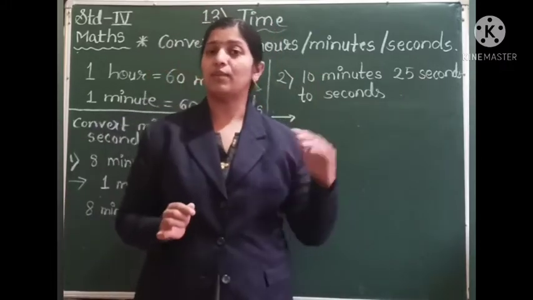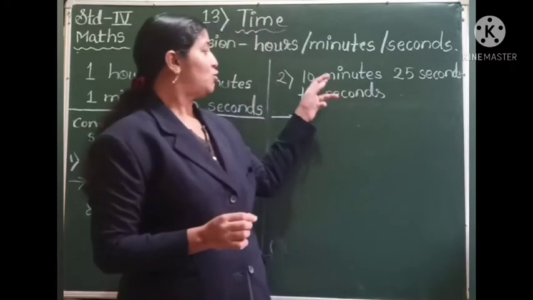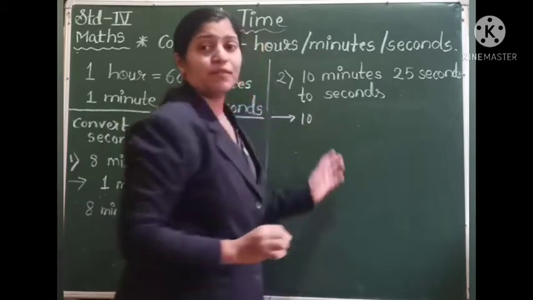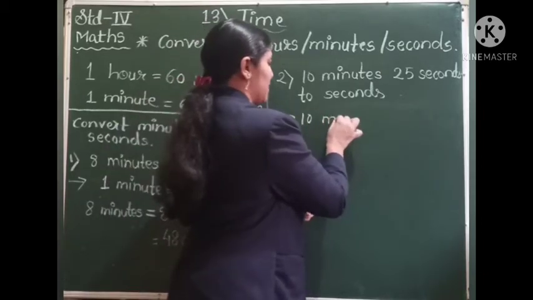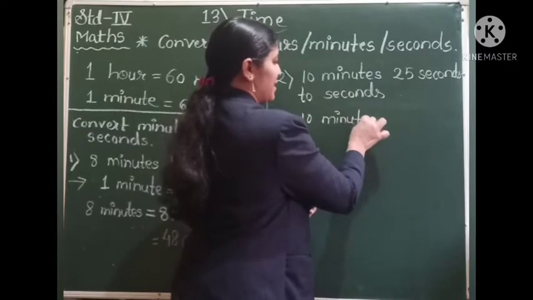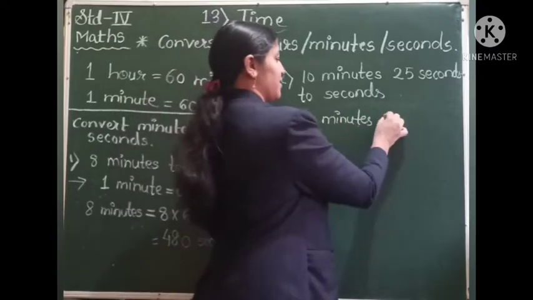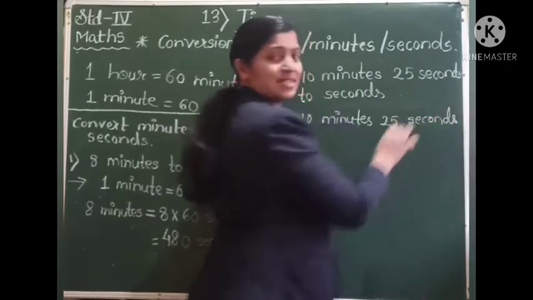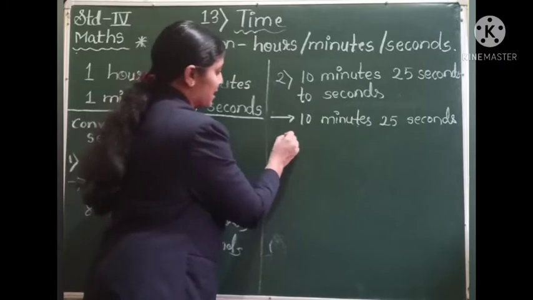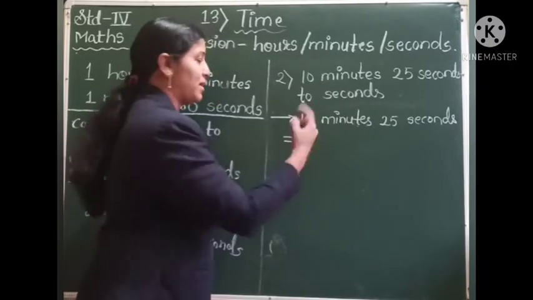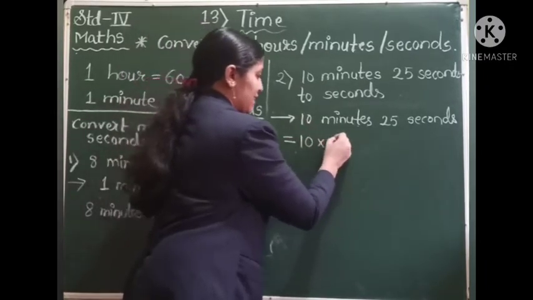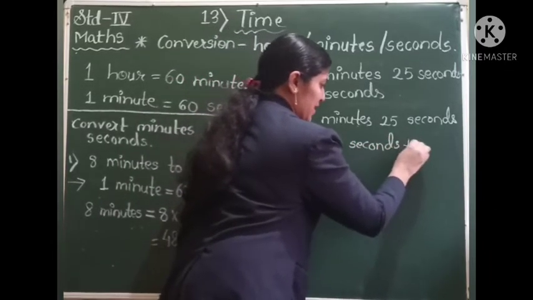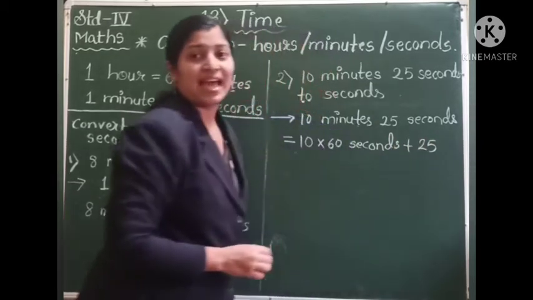We need not convert them. We have to keep them as it is. We need to convert the 10 minutes into seconds. So we will write the question first, that is 10 minutes 25 seconds, is equal to, these 10 will be multiplied by 60. 10 into 60 seconds plus these 25 seconds as it is.